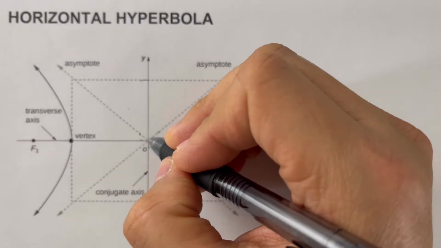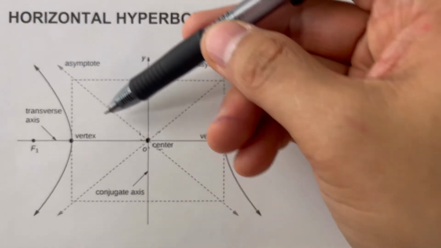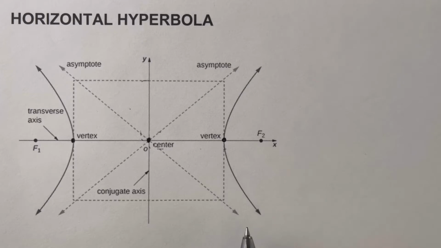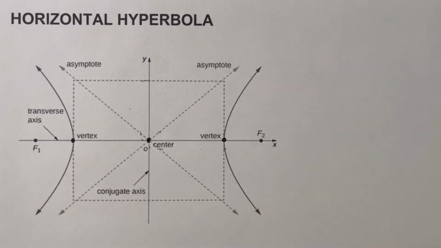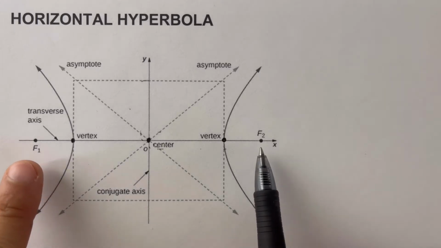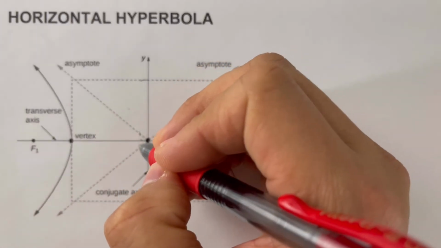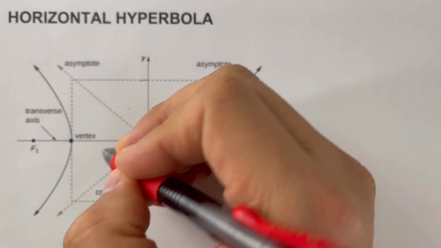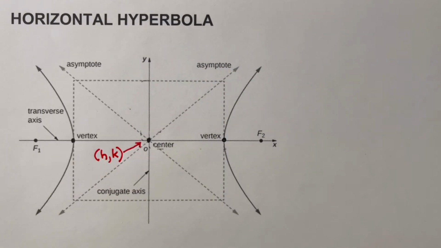We have the center, and then we also have an asymptote. An asymptote, again, is a line. In this case right here, it's a line where this hyperbola gets closer and closer to it, but it's not going to touch it. We also remember that there are two foci of a hyperbola. So these two right here are the two foci. We also remember that our center, which is represented here as letter O, always has a coordinate of (h, k). So that is represented as (h, k).